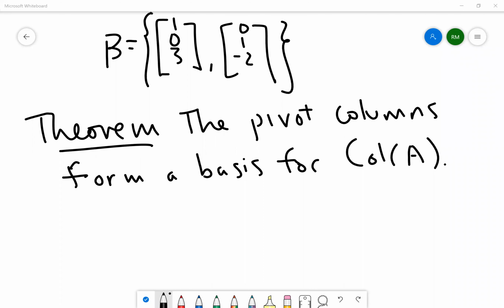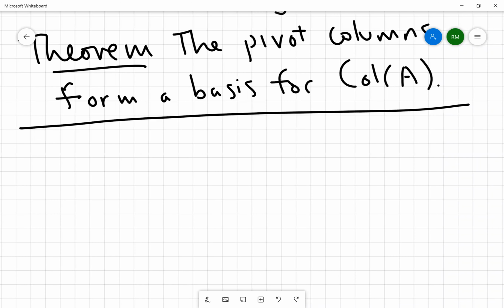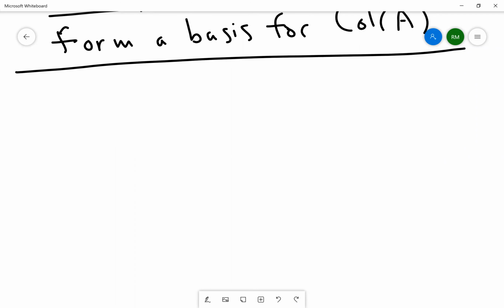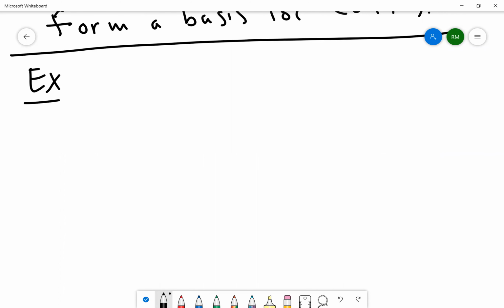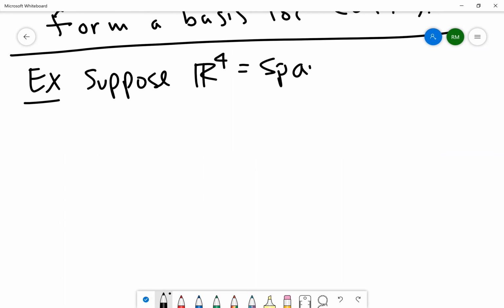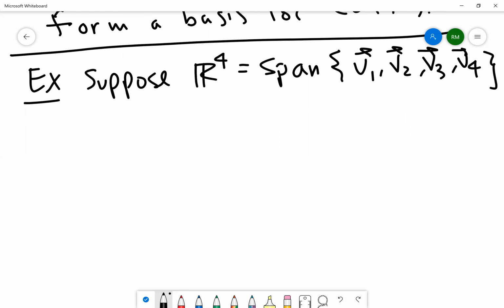Okay, so let's look at some theory questions for you to think about. So the first question I want you to think about is, suppose that we know that R4 is the span of 4 vectors. Do these vectors form a basis?